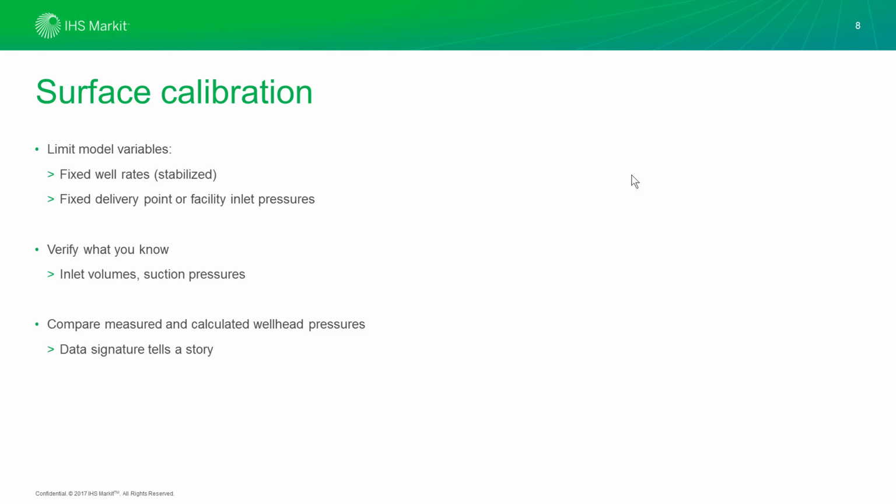We always recommend starting with what you know. So once you generate that model, you're going to make sure you verify what's coming into those facilities. You're going to verify the suction pressures and inlet rates, and this is going to be setting the stage for using the data diagnostics. It is really important when we're comparing our measured and calculated pressures, and especially when we are in larger fields, to look at the overall trends. The different data signatures that I'm going to be showing you today are going to help you hone in on what's happening in that field and what you might be missing in your model.